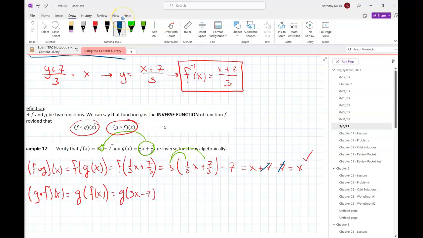Except here, we're going to be taking the 3x minus 7 and plugging it into the x. So I'm going to have 1/3, and then instead of x, I'll have 3x minus 7, and then I have that plus 7/3.